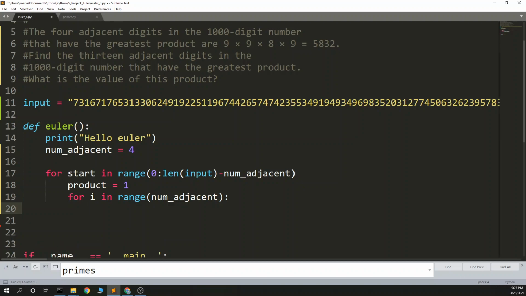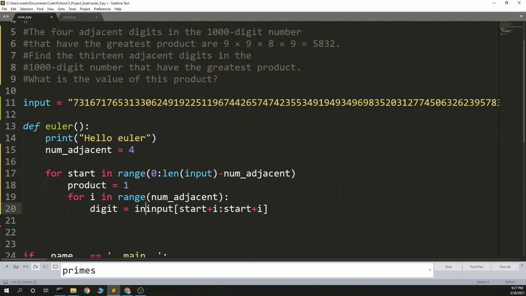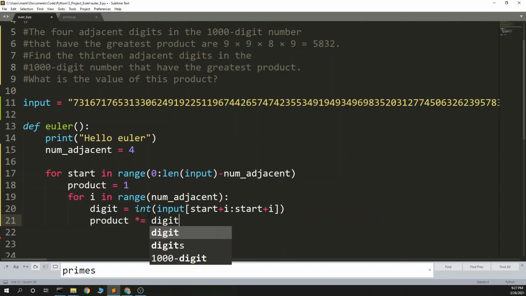Okay, so digit equals input, this is going to be start plus i, colon, start plus i. And we'll turn that into an integer. This is a string, we'll turn it into an integer. Product times equals digit. Okay.